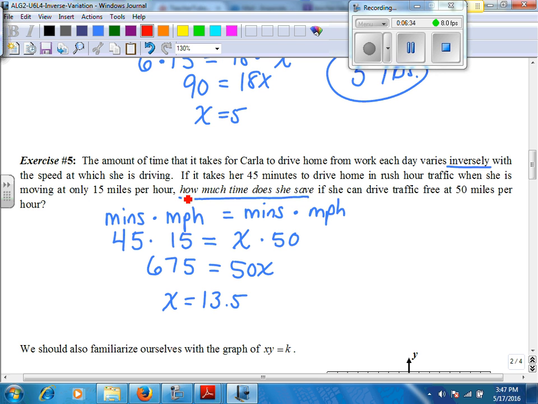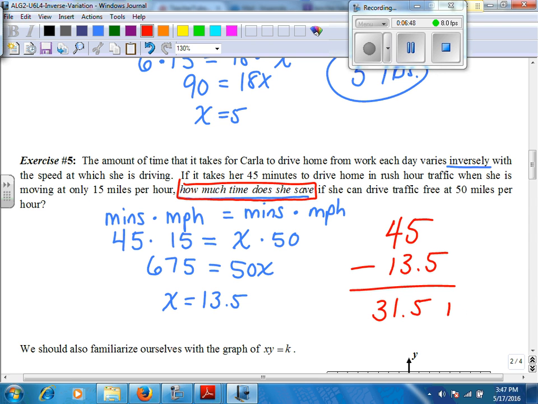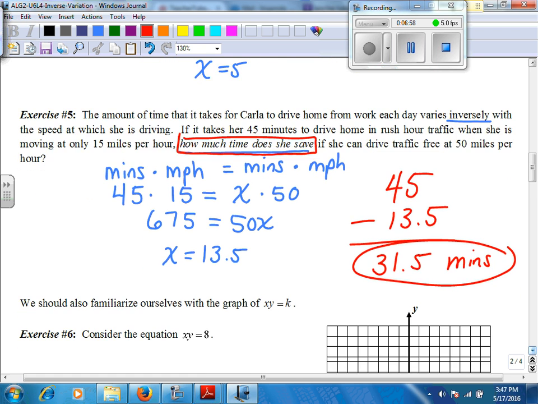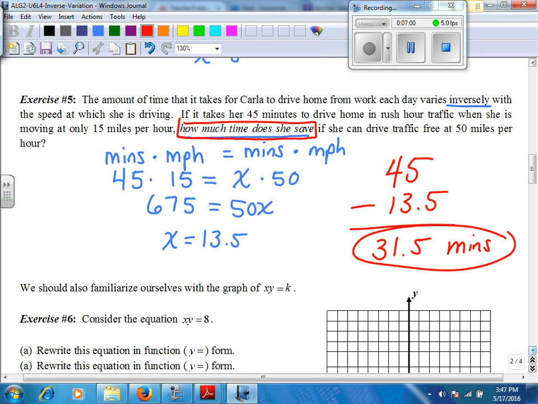It didn't say how much time would it take her. It said how much time does she save if she drives 50 miles an hour instead of 15 miles an hour. Well, it was going to take her 45 minutes. Now it's only taking her 13 and a half minutes. So how much time is she saving? 31 and a half minutes are being saved by her going 50 miles per hour instead of 15. Now, hopefully she's still following the law and speed limits for that particular area that she's driving in, but she is going to save herself 31 and a half minutes.